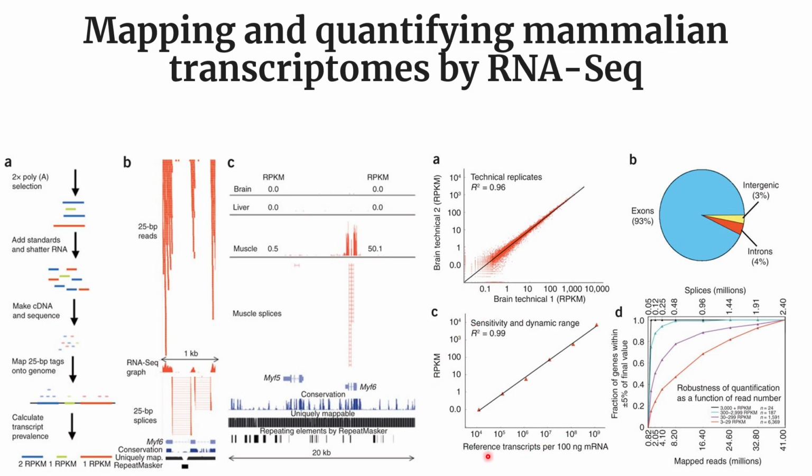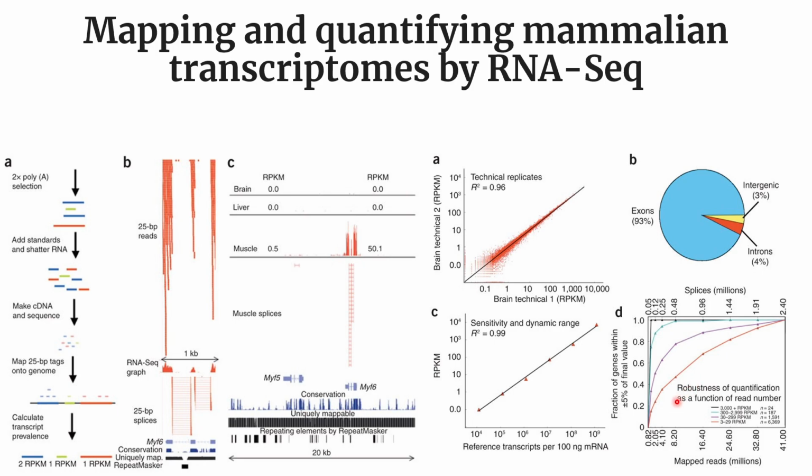Then they compare some of their results with the results that are available in the literature, and they find that the dynamic range and sensitivity of the data are also in line with the data present in the literature. We can see that the R square value for these data is around 0.99, and they have used 100 nanogram mRNA to generate this data and compare it with the literature. And then they quantify this data.